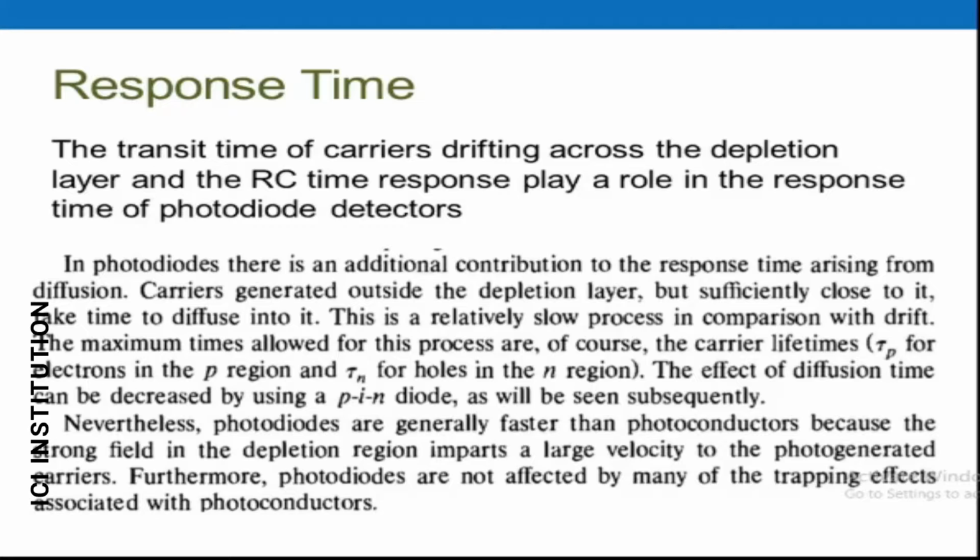The maximum times allowed for this process are, of course, the carrier lifetimes. The effective diffusion time can be decreased by using a PIN diode, as will be seen subsequently. Nevertheless, photodiodes are generally faster than photoconductors because the strong field in the depletion region imparts a large velocity to the photo-generated carriers. Furthermore, photodiodes are not affected by many of the trapping effects associated with photoconductors.